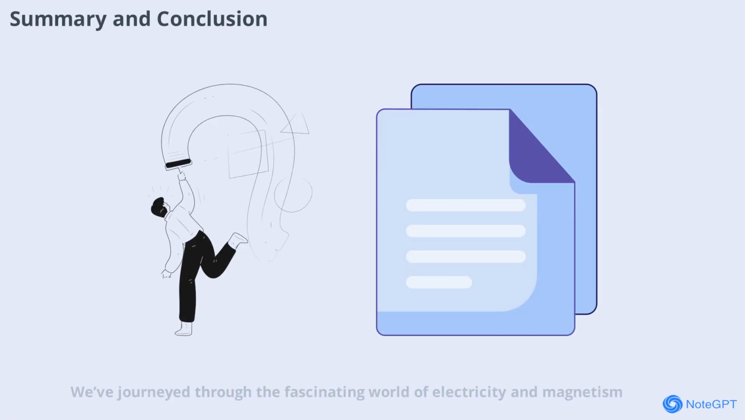We've journeyed through the fascinating world of electricity and magnetism, covering everything from basic concepts to practical applications. Understanding these principles is not only essential for exams, but also for appreciating the technology that powers our lives. Remember, electricity and magnetism are deeply connected, forming the foundation of modern physics and engineering. Keep exploring, stay curious, and use your knowledge to make the world a safer and smarter place.